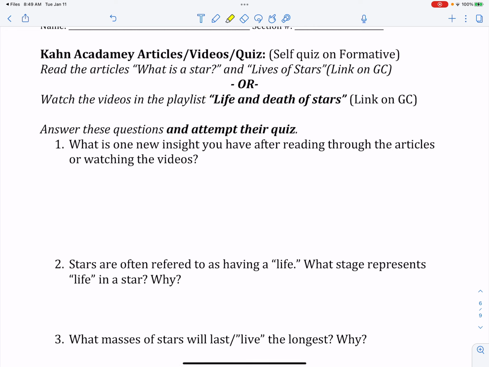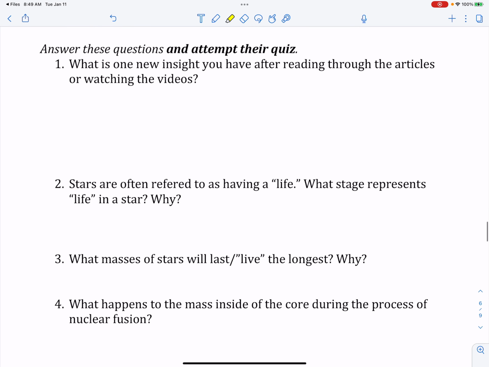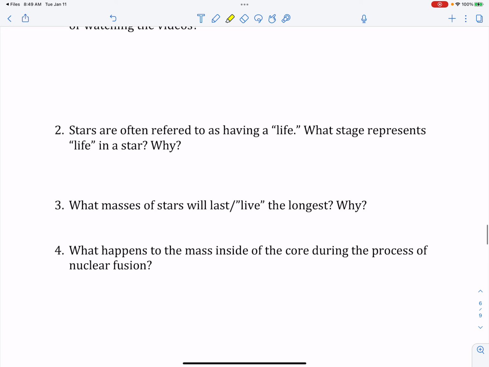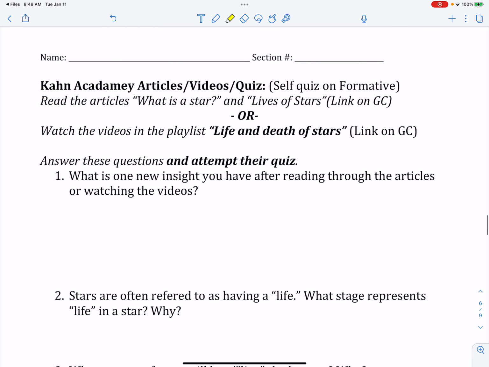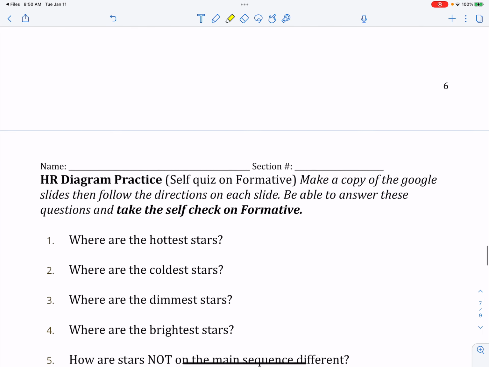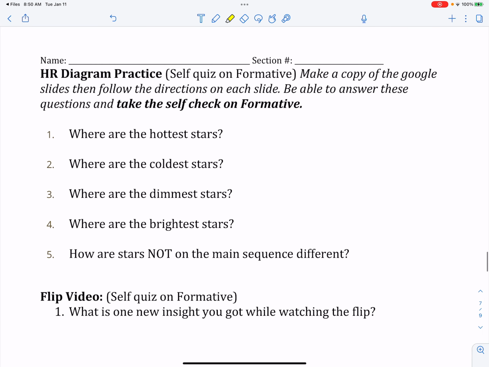So there's that. They do have a quiz that will help you get a feel for if you understand things. You can either watch the videos or read the articles, depending on what floats your boat. Then again, you'll take a self-quiz on Formative to double check your knowledge. Notice how a lot of these end with that self-quiz. That's to practice this vocabulary and make sure that you're understanding what is happening, and hopefully your scores improve as you go, and you can retake those quizzes on Formative.